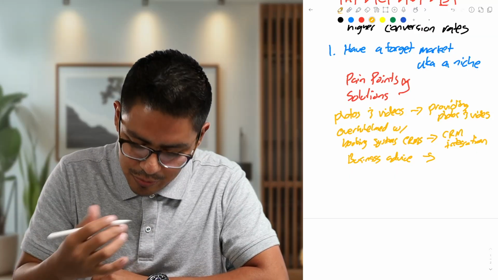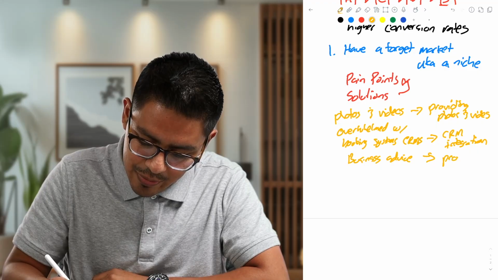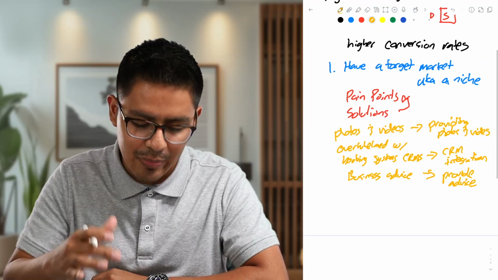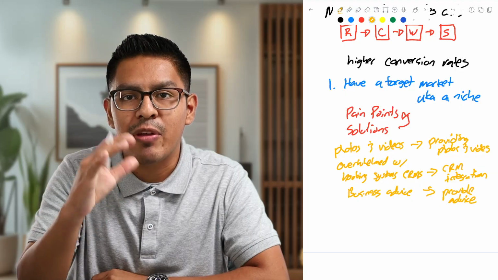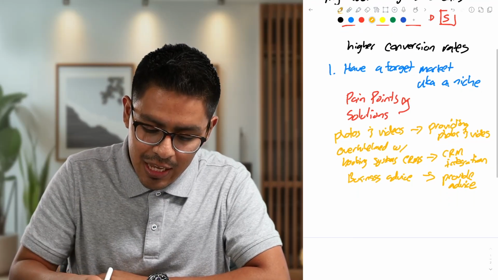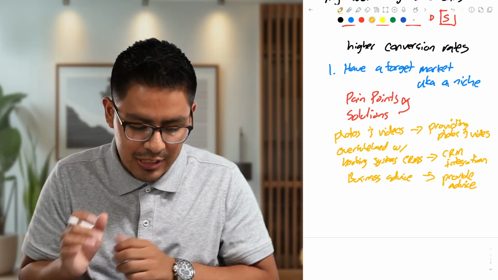So the solution to them needing business advice is me just knowing and being able to provide advice that'll help improve their website. And this is something so that they don't have to think about it as well. And so pain points, solutions, super important to know that before going into the call. And the way that you know that is by having a target market. Now, there's a couple other reasons why I love having a target market and why it makes it easier for sales calls.